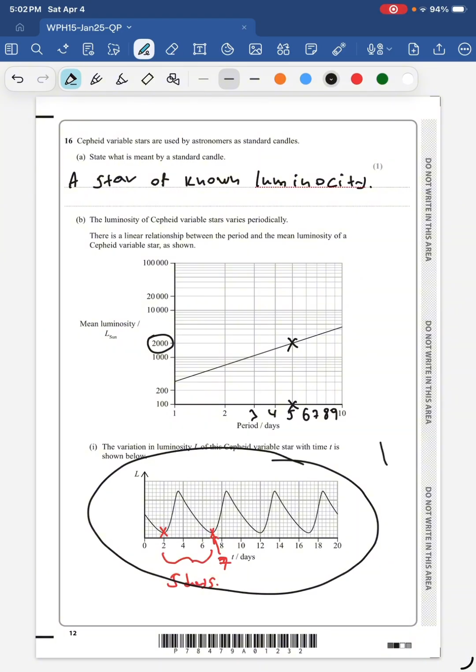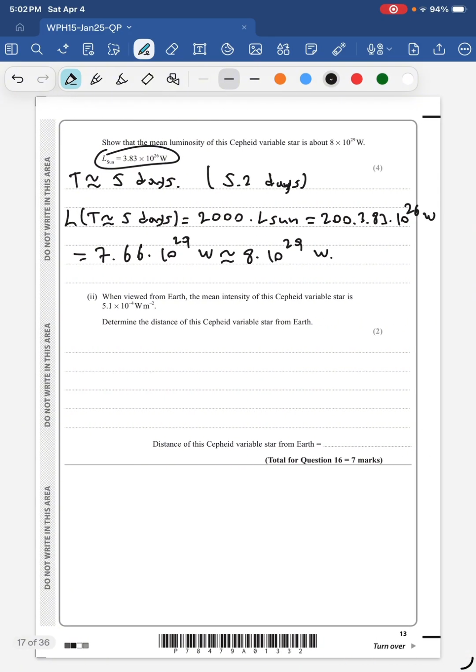And then we use the luminosity over the period to find the luminosity of the Cepheid and do the calculations and so on. Okay, question 2. When viewed from Earth, the mean intensity of this Cepheid variable star is 5.1 times 10 to the negative 4 watts per square meter. Determine the distance of this Cepheid variable star from Earth.